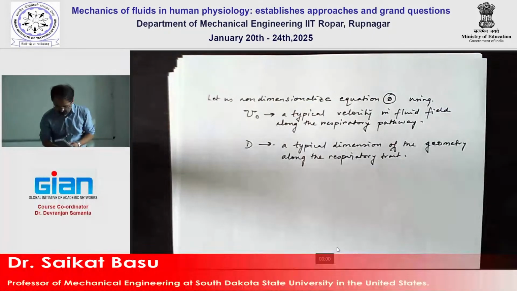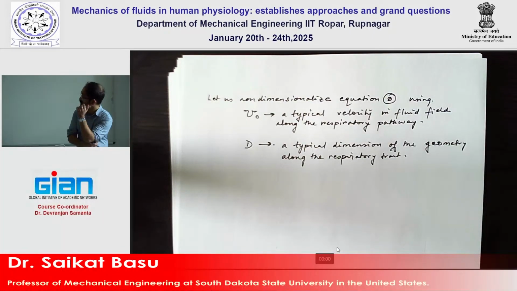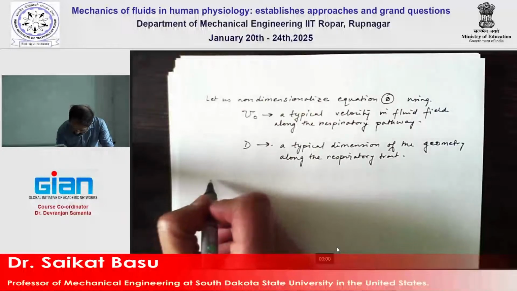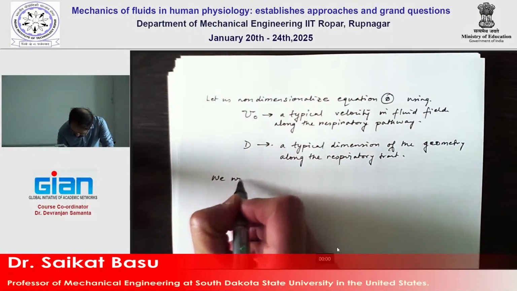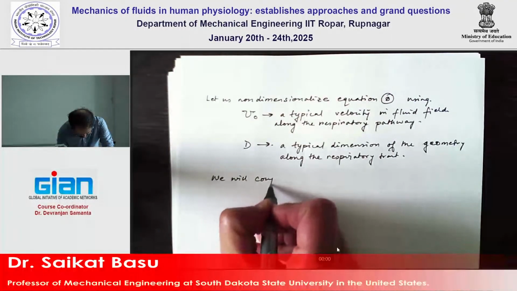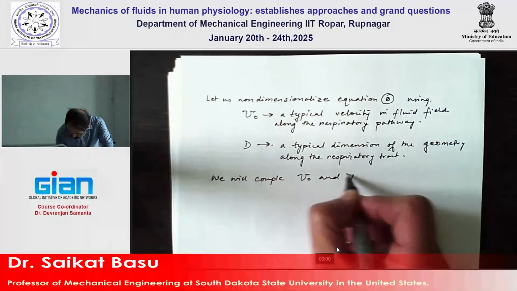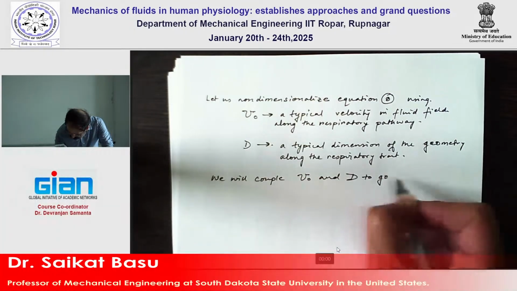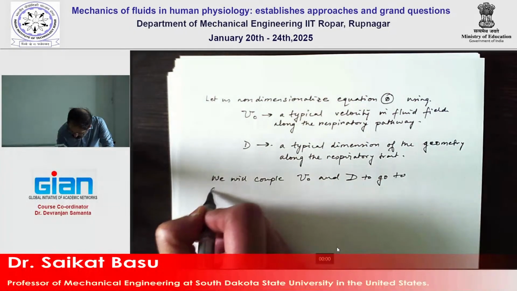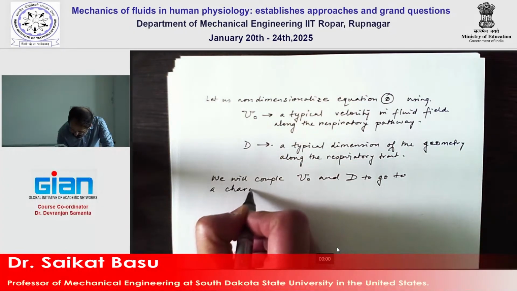So let's use this u naught and d on equation 9 that we have derived in the previous page. So we will couple u naught and d to go to a characteristic time scale.